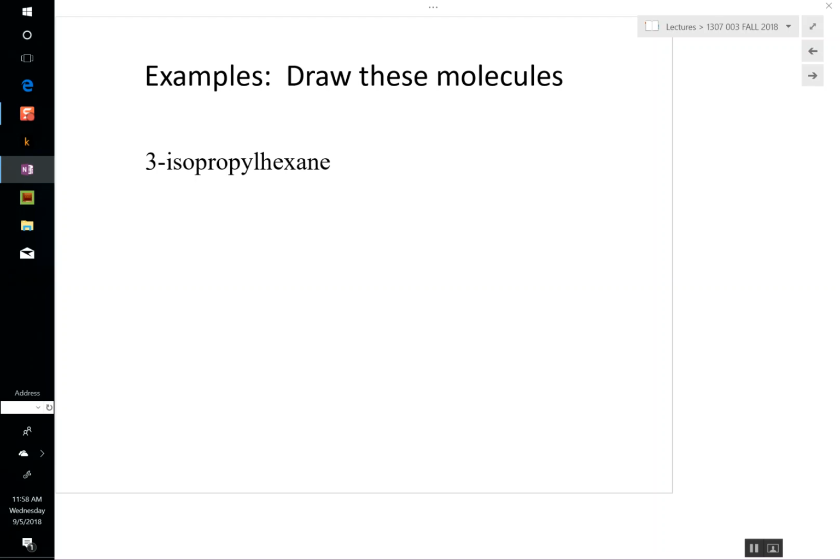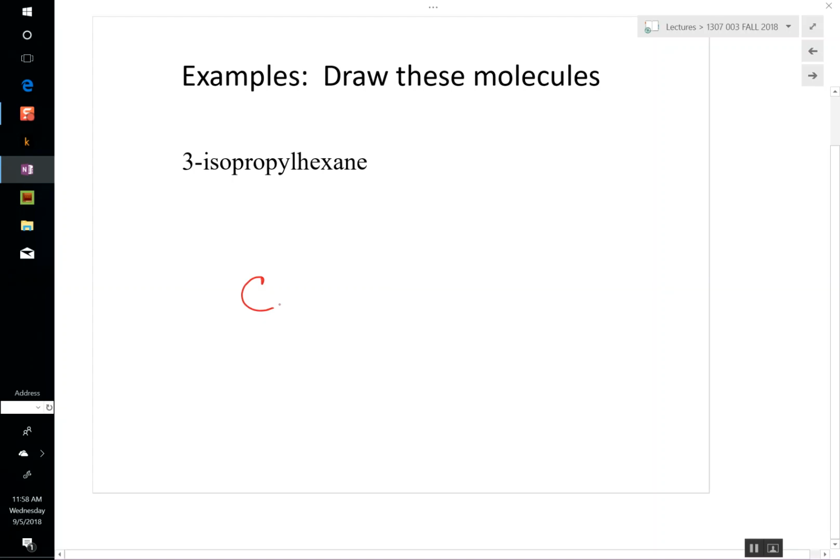Okay, let's do hexane. So we need 6 carbons. And on the third carbon, there is going to be an isopropyl group. What does that look like? Well, it kind of looks like this. That's what an isopropyl group looks like. And it's going to have a hydrogen up there, and all of these things are going to be hydrogens.